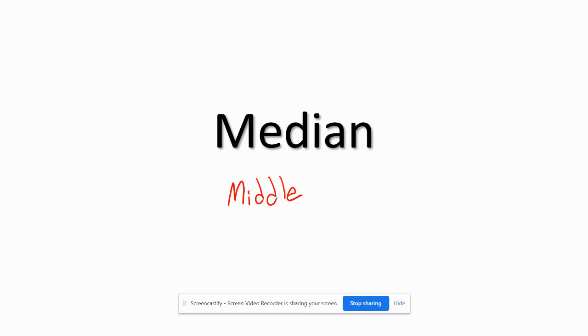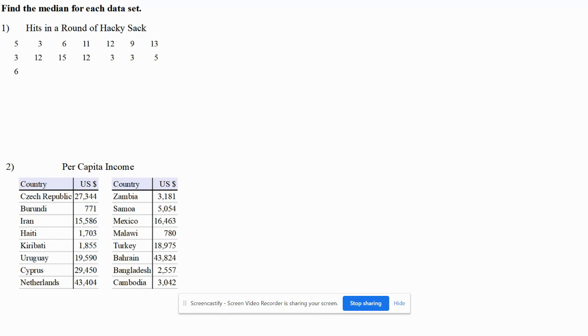So, all right, let's take a look at an example. Here are numbers. So it says find the median for each data set. What I'm going to do first, I'm going to put my numbers in order. On question number 1, I noticed that the smallest number is 3. And I happen to have 4 of them. See, there's 1, 2, 3, 4. So let me write 4 threes.